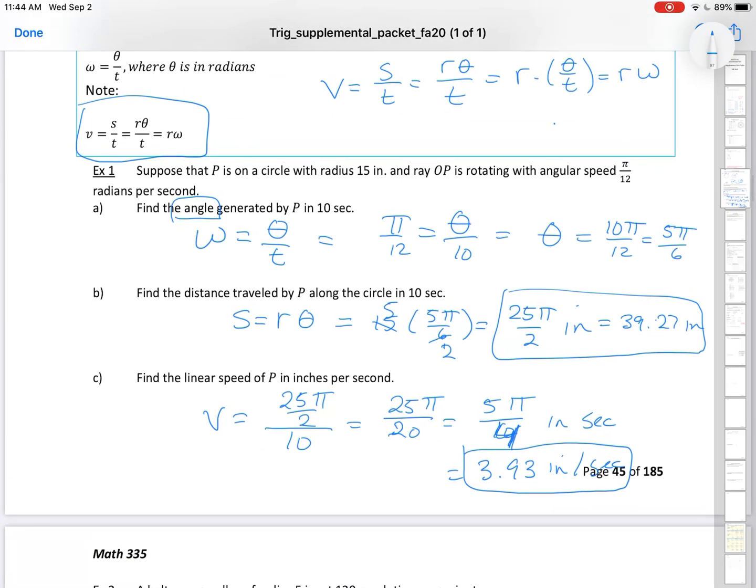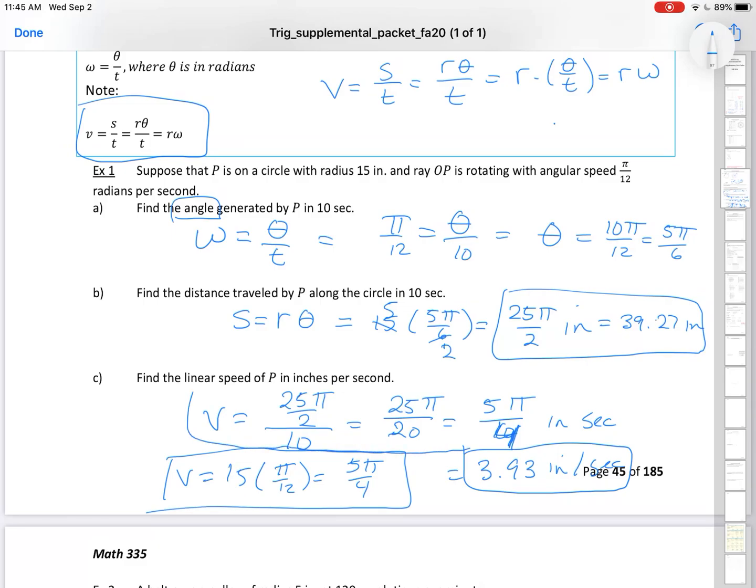Now, v should also be able to be found by r times omega. What's the r? The r was 15. What's omega that they told us? It was pi over 12. So it could have been as simple as taking 15 pi over 12, which if I divide both by 3 is 5 pi over 4. We could have come up with that a different way. So there's two ways to have gotten the velocity.